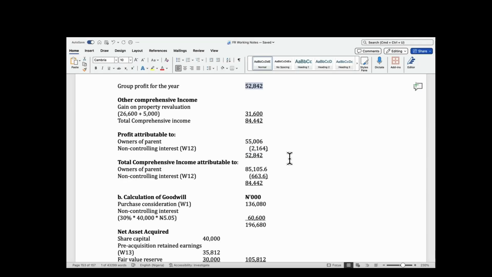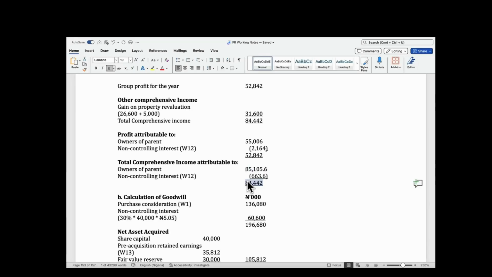Then total comprehensive income attributable to owners of the parent and NCI. So NCI is from my workings again. I pick it up from there. Then owners of the parent gets the balancing figure. Since it's a loss also, this 84,442, by the time you add it to this, brings it up to 85,105. Then it still cumulates back to this.